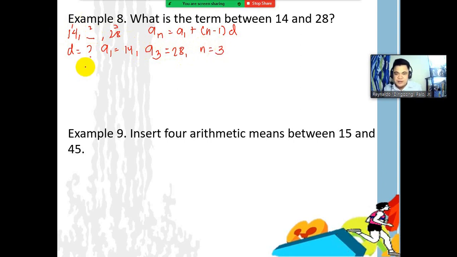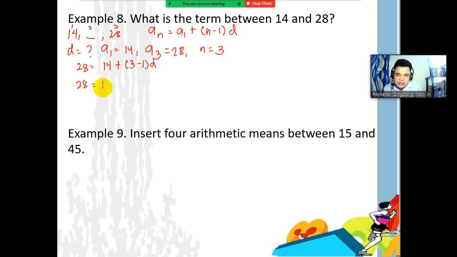Then substitute the values. A sub n is 28, equals a sub 1, which is 14, plus n, which is 3, minus 1 times the common difference. So bring down 28 equals 14 plus 3 minus 1, which is 2d. Then apply the addition property of equality to isolate 2d.